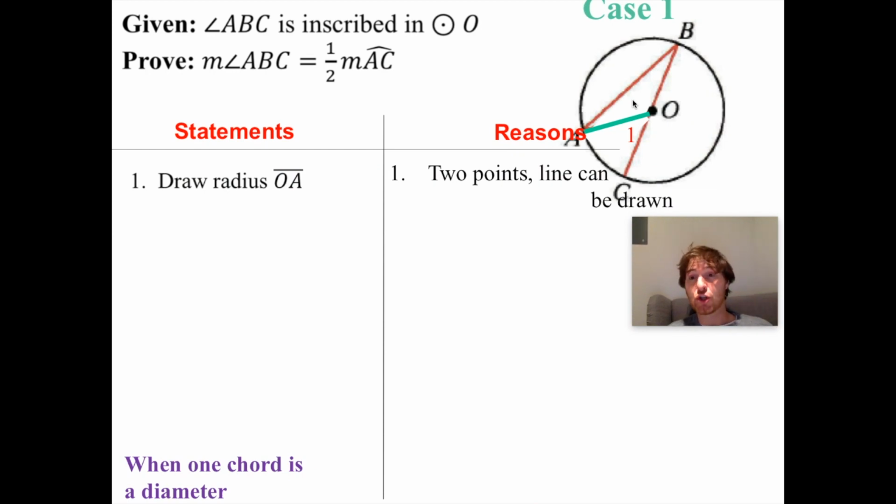Adding that auxiliary line segment through those 2 points that are there, totally valid. You can do it there too. So adding that auxiliary line. Step 2. Okay, step 2 is this.